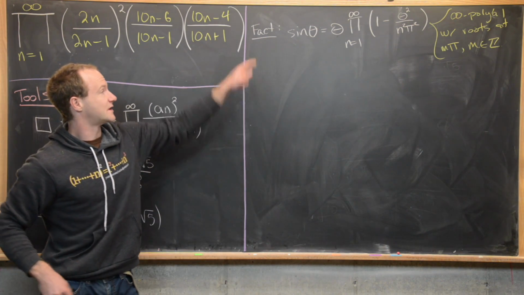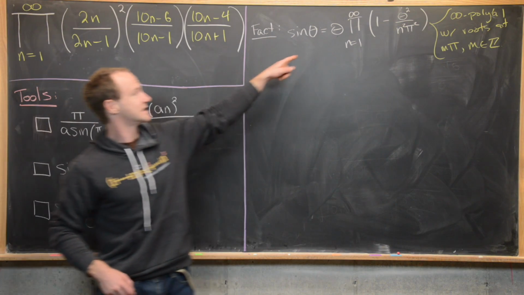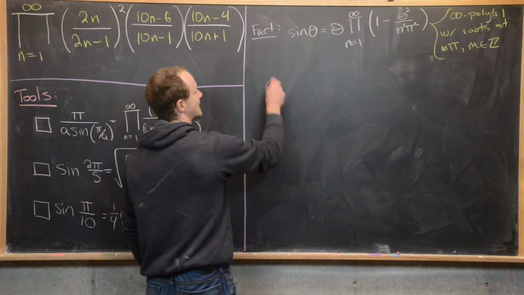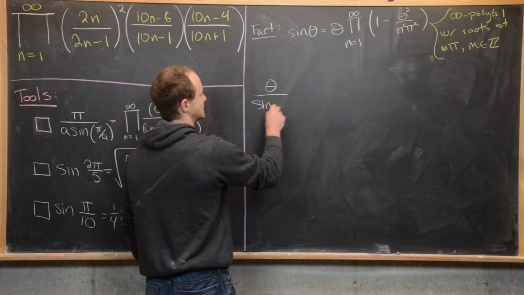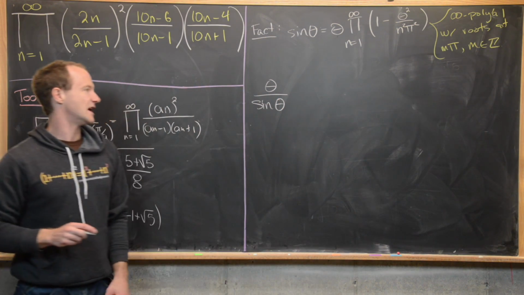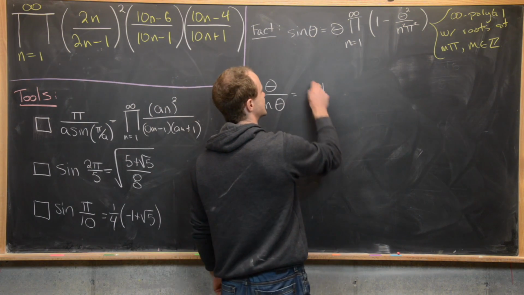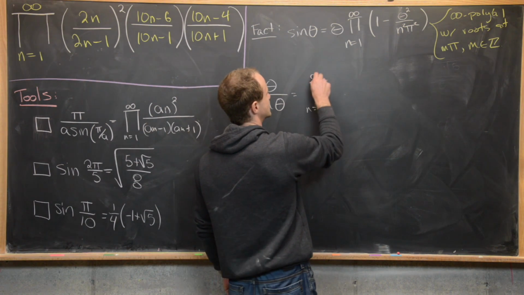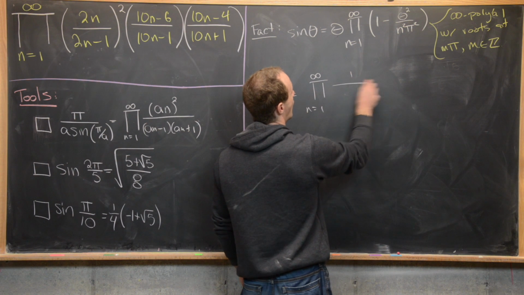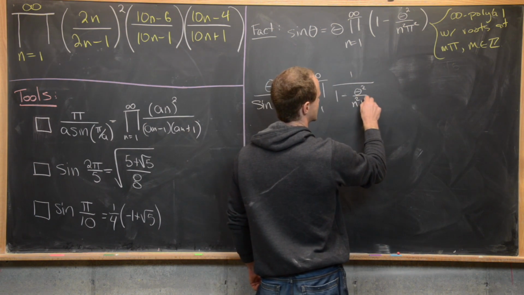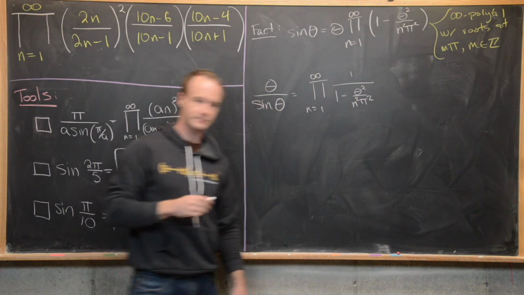Okay, great. So now what I'm going to do is take this, divide a theta over, and then take the reciprocal. So that's going to give me an equivalent representation. Theta over sine of theta is equal to this product as n goes from 1 to infinity of 1 over 1 minus theta squared over n squared times pi squared.